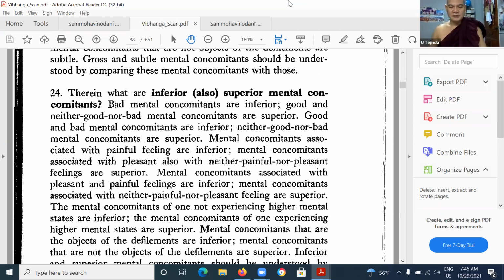The terms are almost the same. Then we come to paragraph number 29.